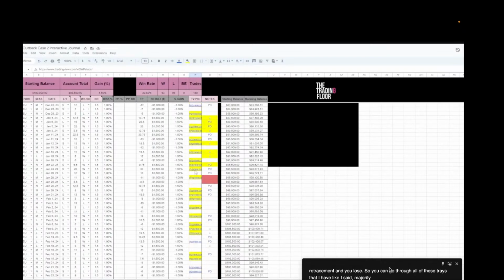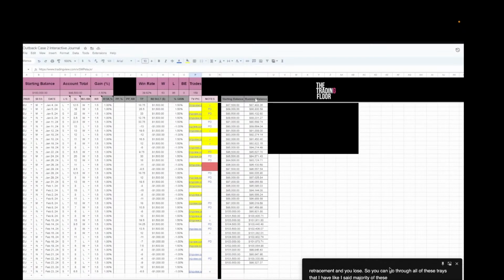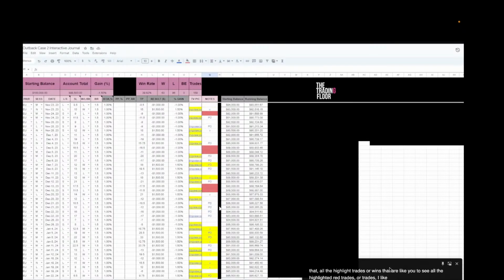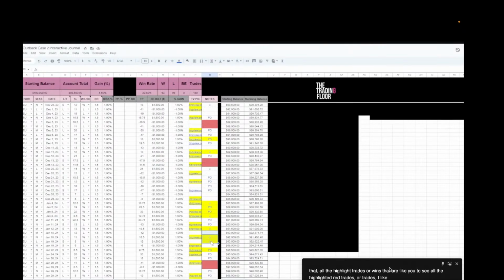Like I said, the majority of these are highlighted. I even have the starting and running balance totals here if you're interested in that. All the highlighted trades are wins that I'd like you to see. All the highlighted red trades are trades I'd like you to see that lost, and trades that I'd like you to see that won.